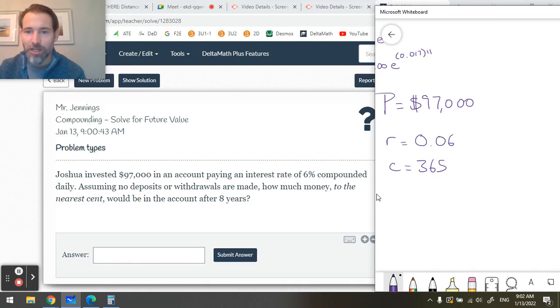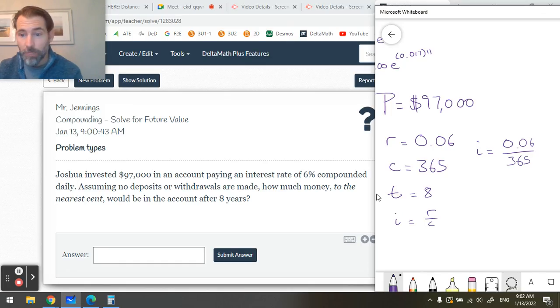Okay, how much will be there after 8 years? So time is equal to 8. Okay, so let's find our interest rate per compounding period, and that's R over C. So I'm going to actually do this up here, is equal to 0.06 divided by 365. Why would you use a decimal approximation here when this is so clean to write down?